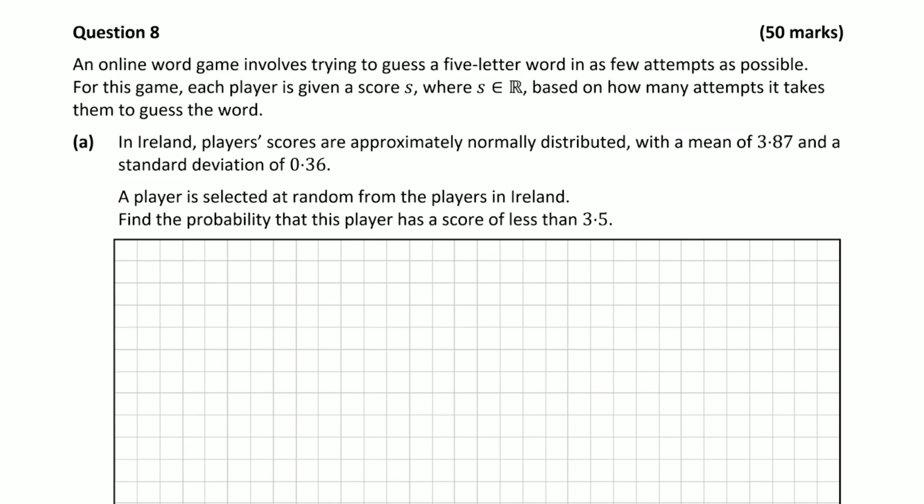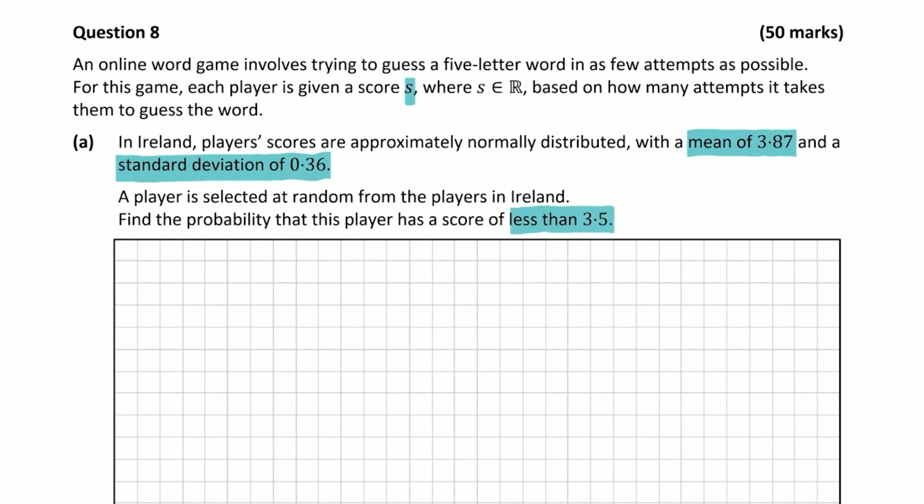So you're trying to guess a 5-letter word in as few attempts as possible, and you're given a score of S, where S is the number of attempts it takes to guess the word. In question A, we're told that in Ireland, players' scores are approximately normally distributed with a mean of 3.78 and a standard deviation of 0.36. A player is selected at random from the players in Ireland, and we're asked to find the probability that this player has a score of less than 3.5.